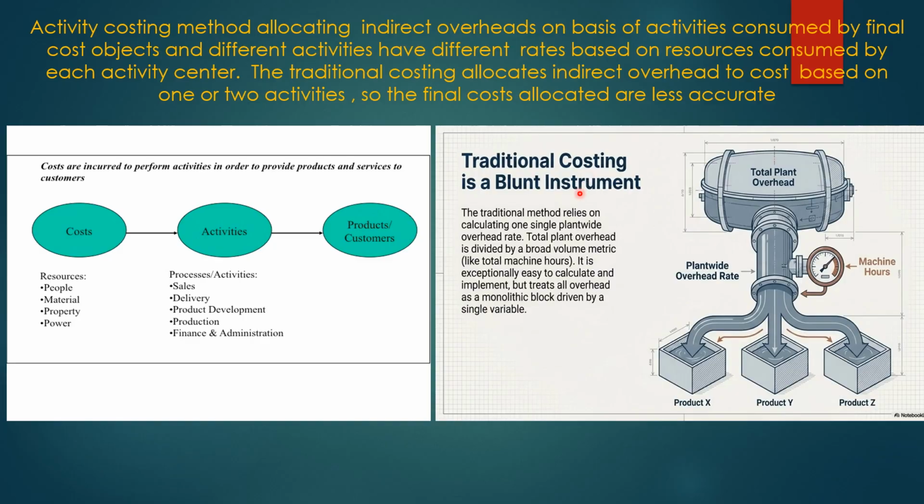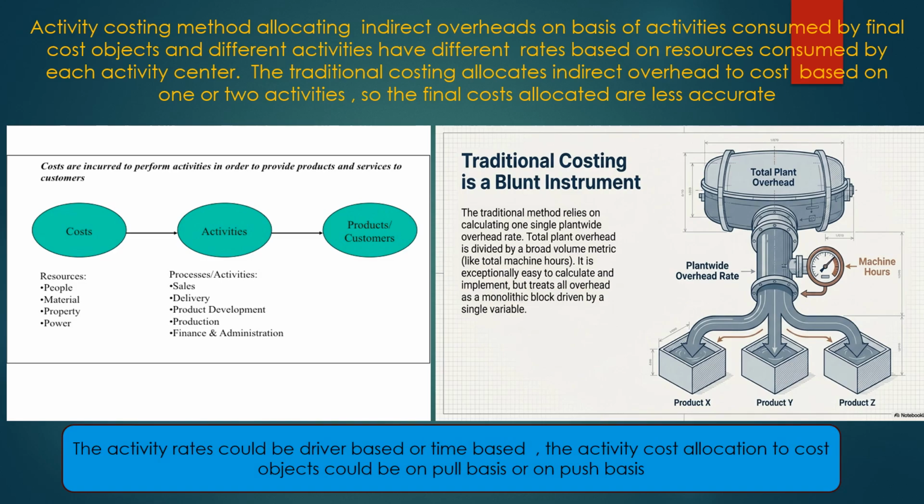Whereas traditional costing is a more blunt instrument. The traditional method relies on calculating one single plant-wide overhead rate. Just see, one plant overhead rate, that is the machine hours, and based on that, it is allocated to various products. The activity rates could be driver based or time based. The activity cost allocation to cost objects could be on the pull basis or on push basis.